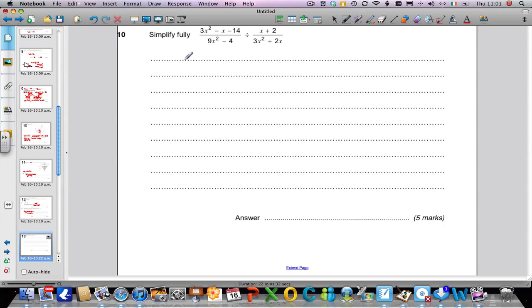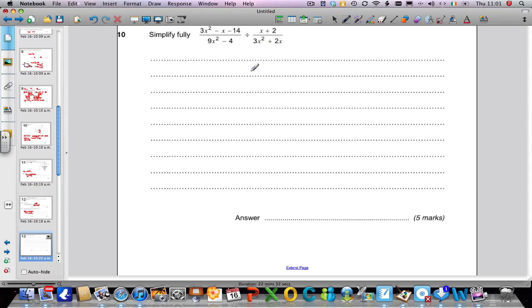Okay, so on to question 10. We're asked to simplify fully this nasty looking piece of algebra, really. Before we dive in, it's always good to stop for a second and see if you can spot anything. If you look at the top expression, hopefully you can recognize that that's a quadratic. Underneath, we have the difference of two squares, and here we have an expression that looks like it can be factorized. So we can actually factorize 3 of these expressions.